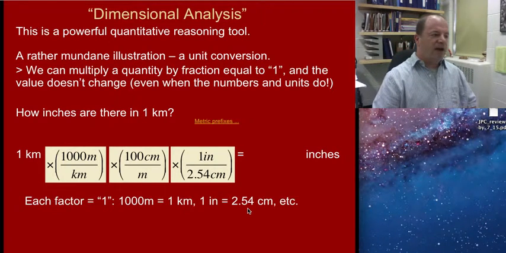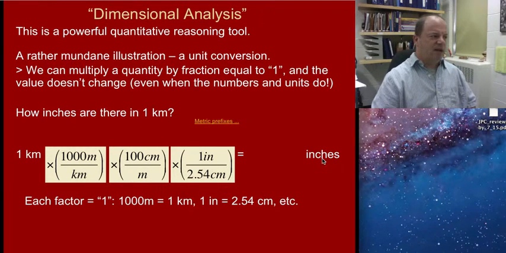Now, again, the rationale here is that each one of these things is equal to 1. That is to say that 1 kilometer is equal to 1,000 meters. So if I turn that into a fraction and say, all right, I'm going to multiply it by 1,000 meters over 1 kilometer, I'm just multiplying the quantity by 1, and I can do that. Similarly, 100 centimeters is a meter, so I can multiply that by 100 centimeters divided by a meter. That's a fraction equal to 1. And lo and behold, if 1 inch is 2.54 centimeters, I can multiply that by 1 inch divided by 2.54 centimeters. And then I can multiply this together and get a quantity in inches.